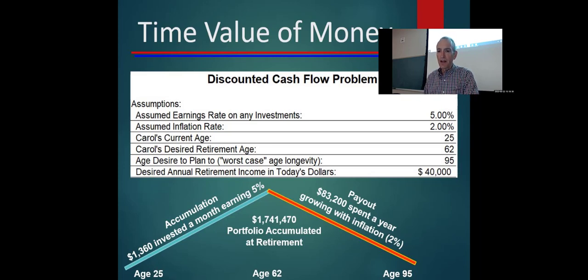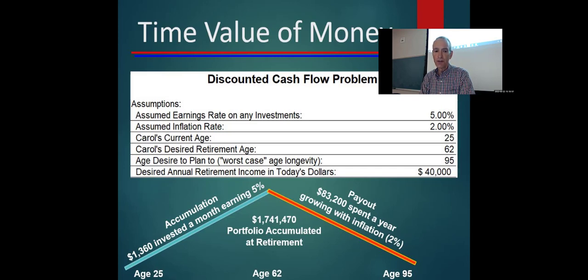Well, let's first figure out how large that portfolio needs to be when she turns 62 so that she can pay herself for the rest of her life. So let's figure out what that target is. She needs $40,000 annual income, but that's in today's dollars. So what does she need in 37 years?